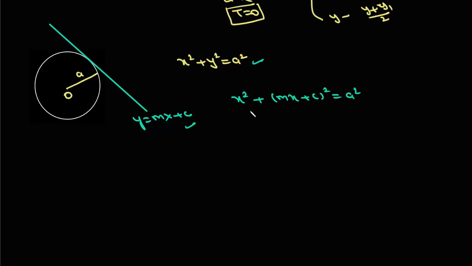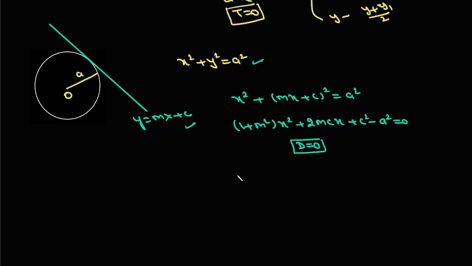Now we'll write this as a quadratic equation in x. So it will be (1 plus m square) into x square plus 2mcx plus c square minus a square equals 0. Now since this line is a tangent to this circle, there should be only one point of intersection, and it is possible if and only if D is equal to 0. So this quadratic equation must have equal roots.